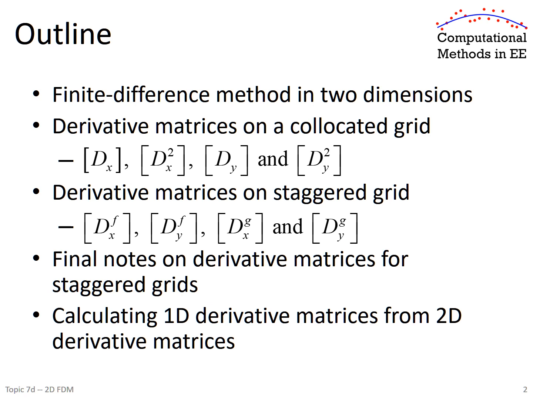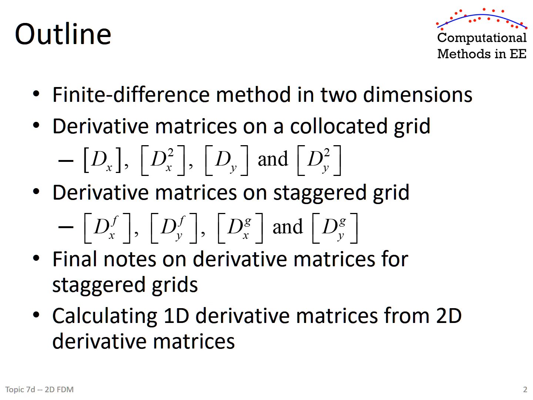And then there's the staggered grid in two dimensions where you have two or more functions and they're residing at different points. We're staggering them to improve our finite differences, like in our previous lectures. Once we get through that, some final notes on derivative matrices, and then how to use your two-dimensional derivative matrices for solving 1D problems.